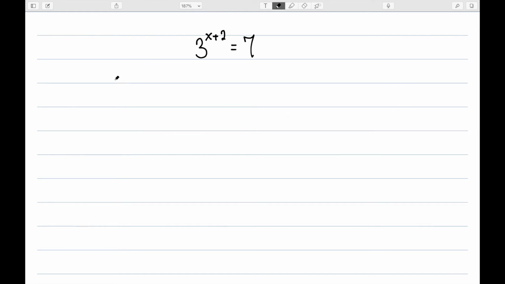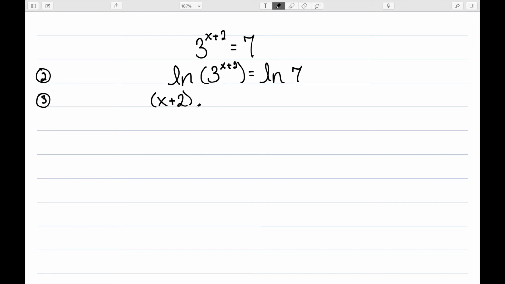Here's the example we had before. We already have the exponential on one side by itself. So the next thing we do is step 2, which was to take the logarithm of both sides. And I'm going to do ln. So ln of 3 to the x plus 2 equal to ln of 7. We then want to use properties of logs. Properties of logs say exponents can move down front. So we have x plus 2 times ln of 3 equal to ln of 7.